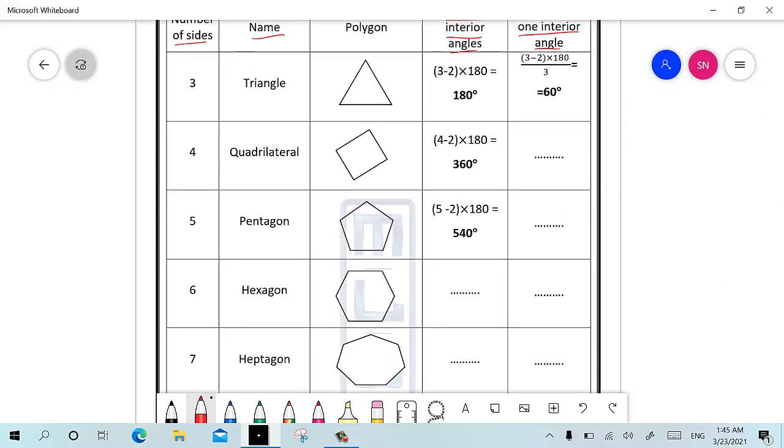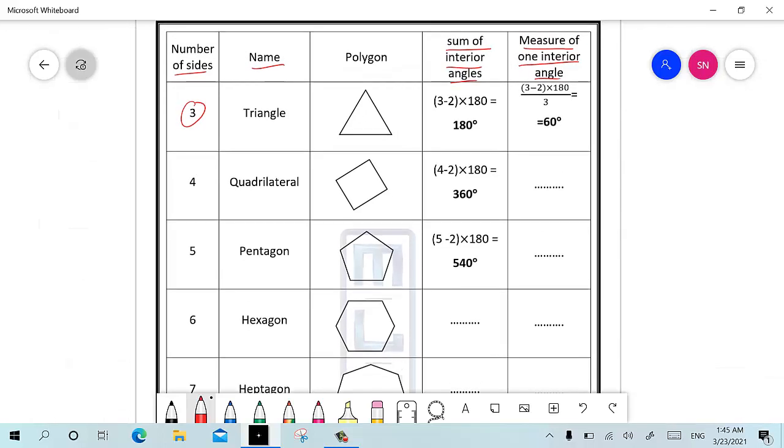Here he told me that I have a triangle, and I know that a triangle has 3 sides. So to find the sum of the interior angles, I'm going to use the rule, which is n minus 2 times 180. This is used to find the sum of all interior angles. So 3 minus 2 times 180 is equal to 180 degrees. If I want to find the measure of one interior angle, this equals n minus 2 times 180, all divided by the number of sides again. Let's go now and start solving.